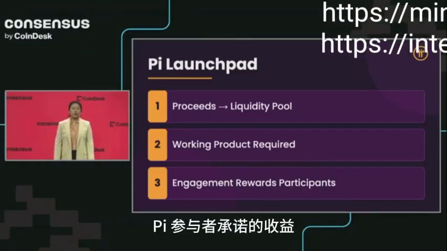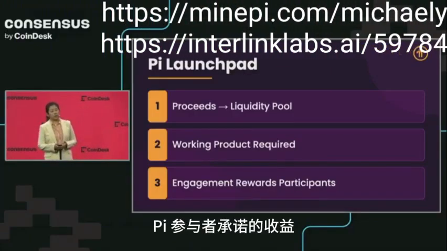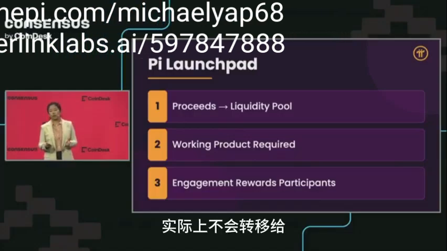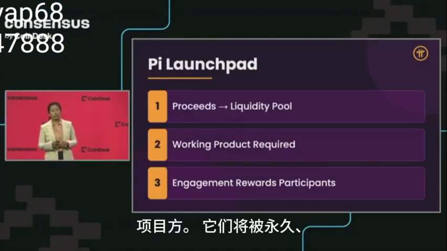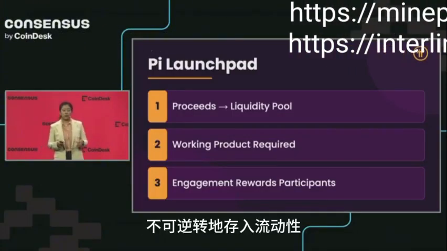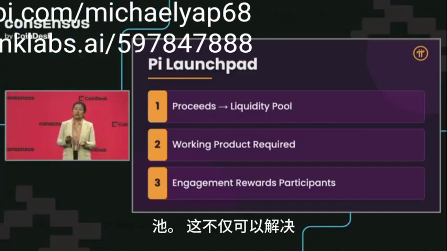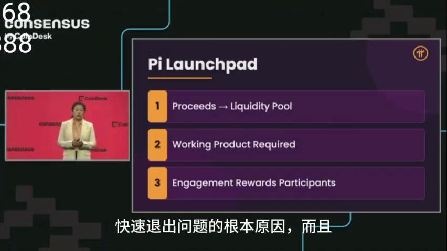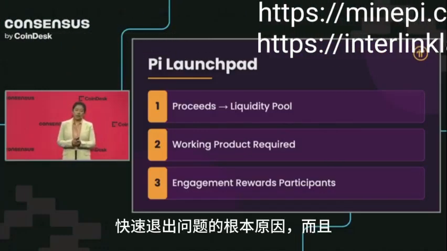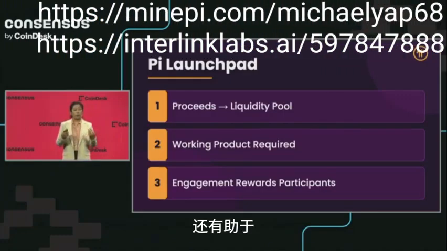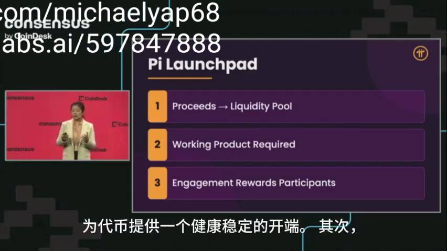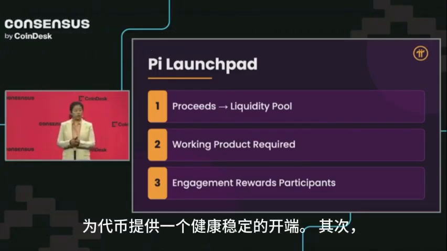First, the proceeds committed by participants in Pi will not be transferred to the project party. They will be permanently, irreversibly deposited into a liquidity pool. Not only does this address the root of the quick exit problem, but it also helps provide a healthy and stable start for the token.